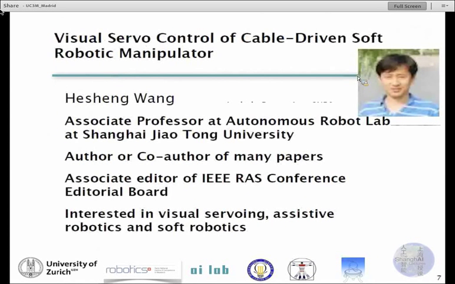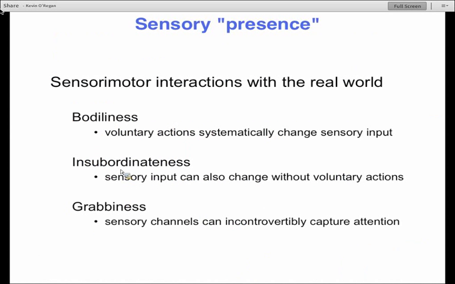The other talk will be from Professor Yue Shen Wang, from Shanghai Jiao Tong University, who is working from a more engineering-oriented robotics standpoint, and of course he's an author of many research papers. He is an editor of the RAS conference editorial board, and he is the program chair of ROBIO, Robotics and Biomimetics, one of the leading conferences in robotics oriented to bio-inspiration, in 2014.